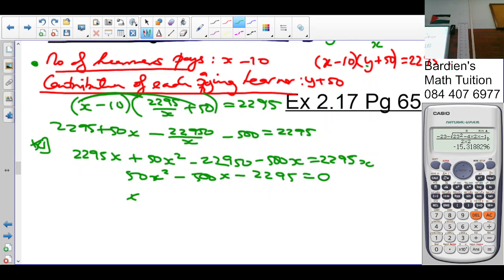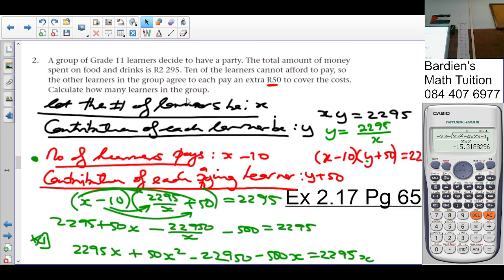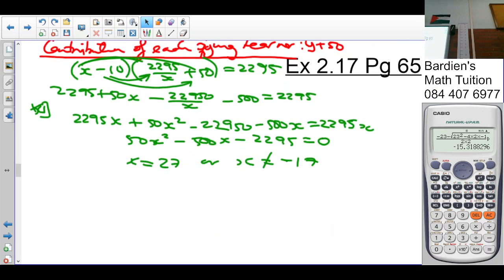Negative 10 multiplied by that. No problem. So that's going to give you x equal to 27 or x equal to negative 17. I use the quadratic formula there. Of course it can't be negative 17. So coming back to the question, it was to calculate how many learners in the group. In other words, you're calculating x. So there are 27 learners in the group.